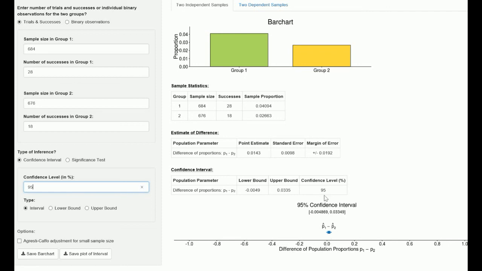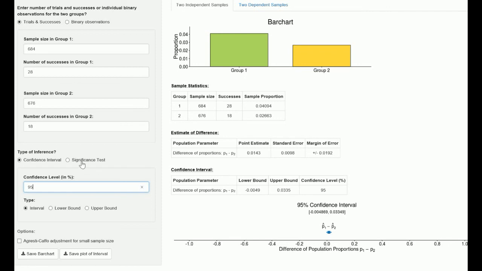And we can see that because of our giant sample size and because of our relatively small point estimates of 0.041 and 0.027, we have a very narrow confidence interval. So even though we have 95% confidence, our confidence interval itself covers only a tiny range of the number line.